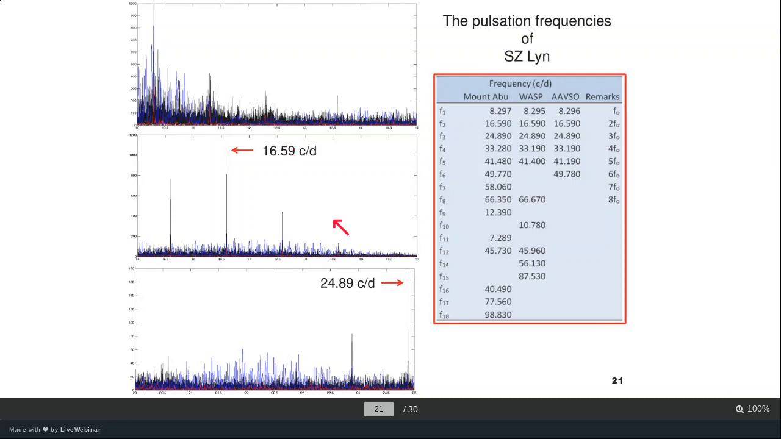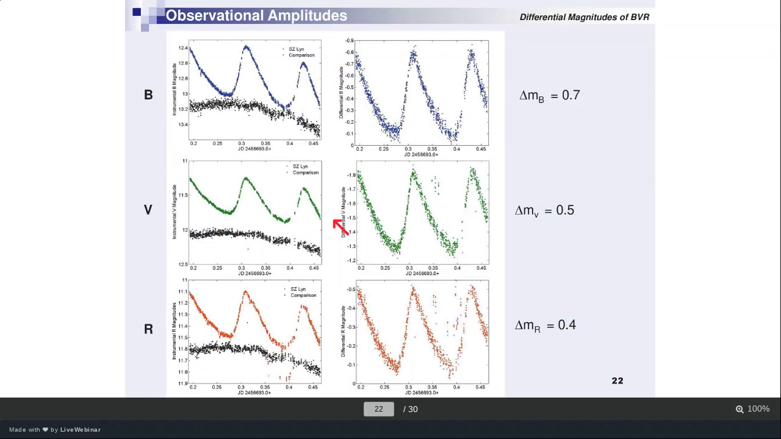First of all, we have to determine the frequencies of the pulsating star. Then we have to analyze what is the mode of these frequencies, whether they are radial or non-radial, and if non-radial, what is the mode, whether it is L equals 1 or L equals 2. For that, we have to go for another detailed analysis called determining the oscillation modes, right?